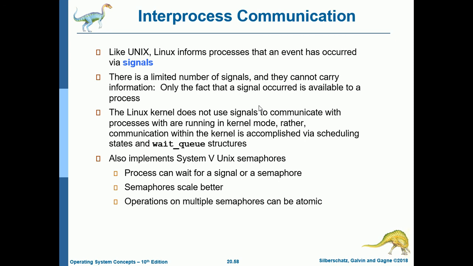Next, how about interprocess communication in Linux? Like Unix, Linux informs processes that an event has occurred via signals. There is a limited number of signals and they cannot carry information. Only the fact that a signal occurred is available to a process. The Linux kernel does not use signals to communicate with processes running in kernel mode. Rather, communication within the kernel is accomplished via scheduling states and wait_queue structures.